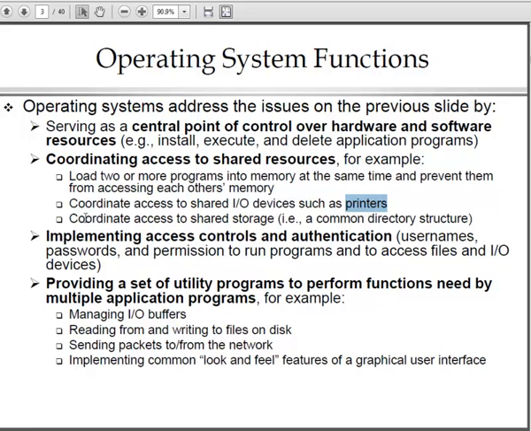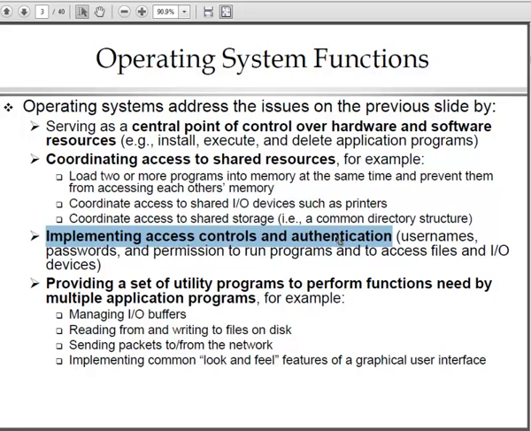Okay. Likewise, it'll coordinate access to any sort of shared storage, be that a file system or a directory structure on a disk drive, be that a CD, be that whatever. Okay. Some other functions that it implements. Here's one that we didn't think about a whole lot in the early days, but we certainly think about it today: access controls and authentication.